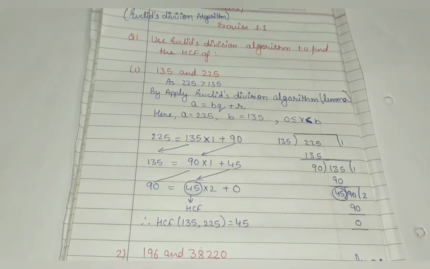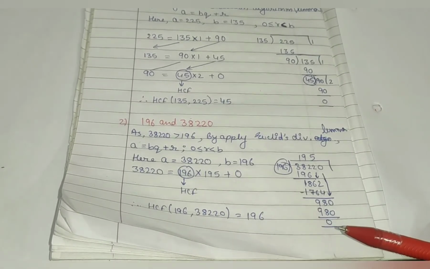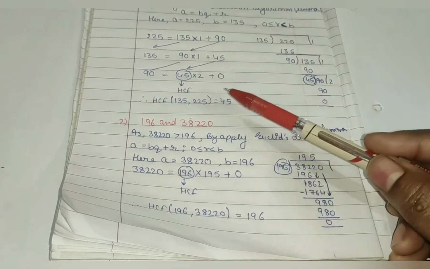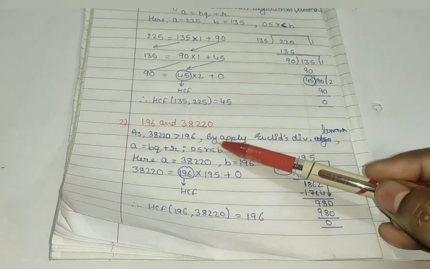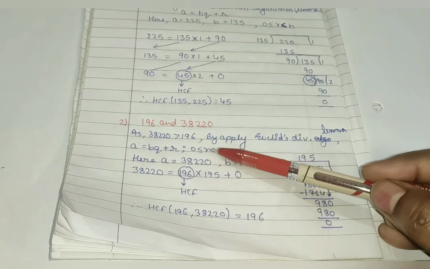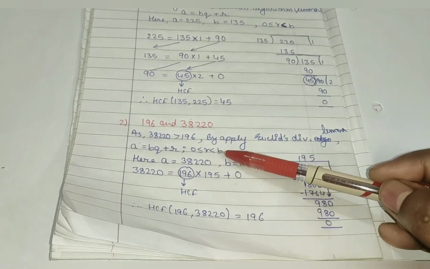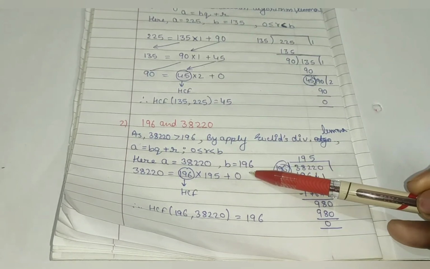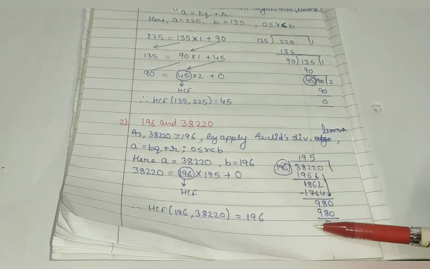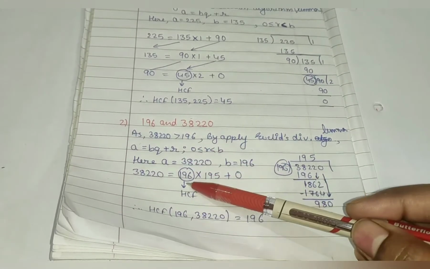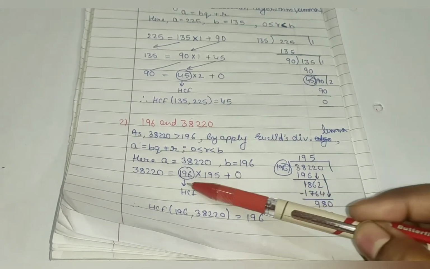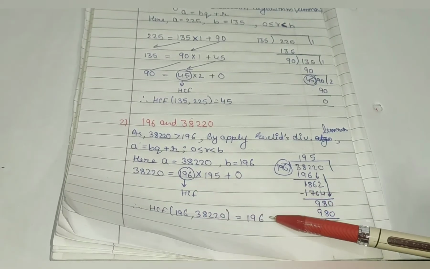Now see the second part of this question. Here the numbers are 196 and 38,220. Again we can see 38,220 is greater than 196. By applying Euclid's division lemma, a is equal to bq plus r, where r is greater than or equal to 0 but less than b. Here this is the value of a and this is the value of b. Now when we divide, in a single step only I am getting remainder 0. So we get only one step, that is dividend equals divisor into quotient plus remainder. The last divisor is the HCF, that is 196.